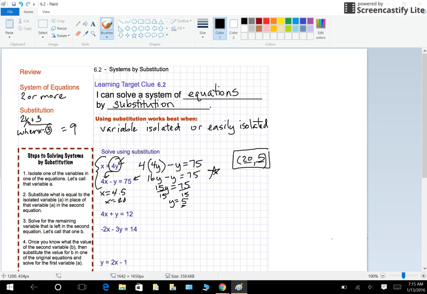Now, what I'd like you to do is look at this next system. I'll highlight it here in red, and see if you can identify a variable that we could isolate, because in the last one, the variable was already isolated for us, but now we want to make sure that we can get a variable by itself. And I hope you notice that this y right here is probably the easiest to isolate. So go ahead and isolate that y, rewrite this equation, and then we'll see what we can do for substitution.